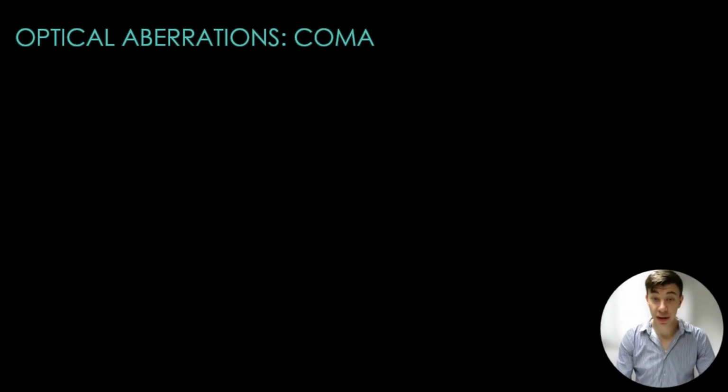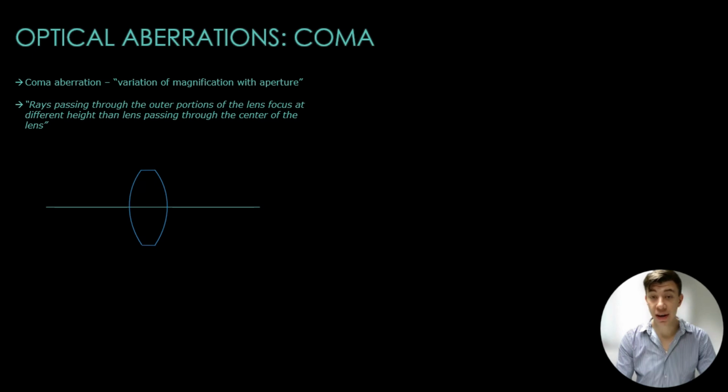Let's unravel the mystery behind coma, an aberration that can turn point sources of light into comet-shaped blobs, leading to significant image degradation. What's coma, you may ask? Coma primarily affects light rays that enter a lens or a mirror at an angle, away from the optical axis.